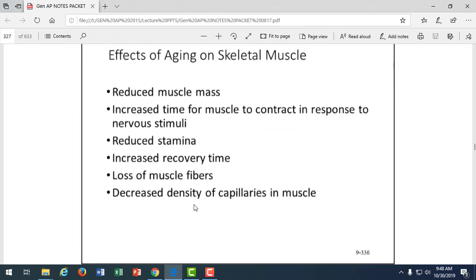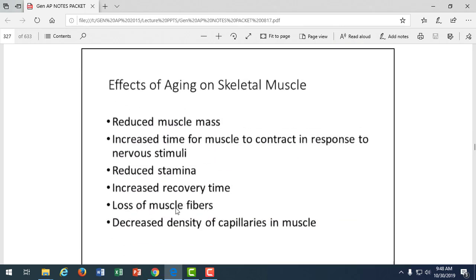So, effects of aging on skeletal muscle, reduced muscle mass. So your little old ladies and men in the nursing home, they don't have a lot of muscle anymore, right? So when you try to do those flu shots, you gotta be careful you're not hitting the bone, because their deltoid is what gets the flu shot. You wanna make sure you're pumping up that little bit of muscle that's there, kind of squeezing it and giving yourself something to give that injection to. I've seen people go straight in with no squeezing up of that muscle, and not good.